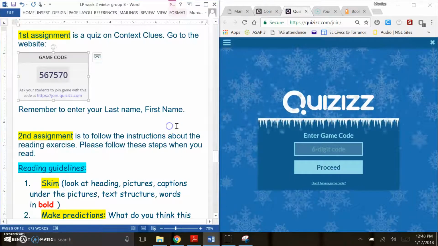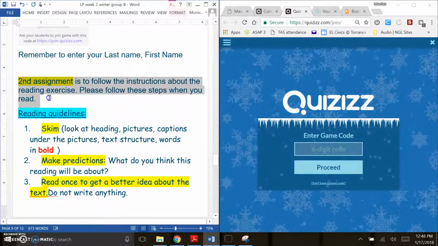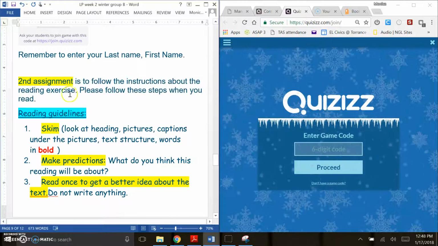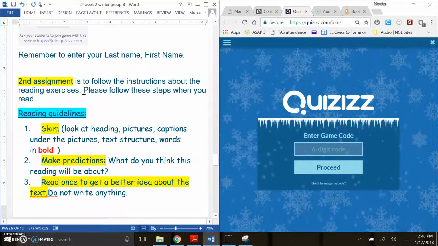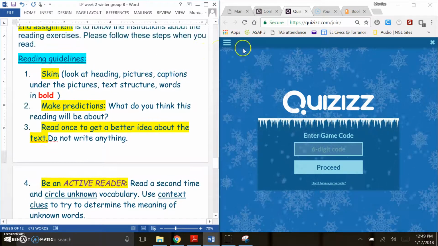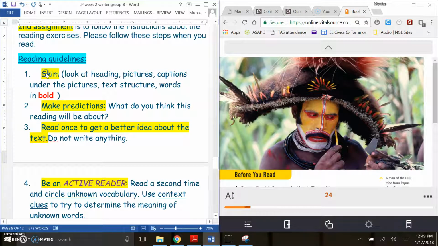Okay, your second assignment is to follow the instructions about the reading exercises. I would like for you to please follow these instructions because they are guidelines to help us improve our reading skills in this class. So I wanted to explain them to you a little more in detail. There are 5 steps, okay? 5 steps.